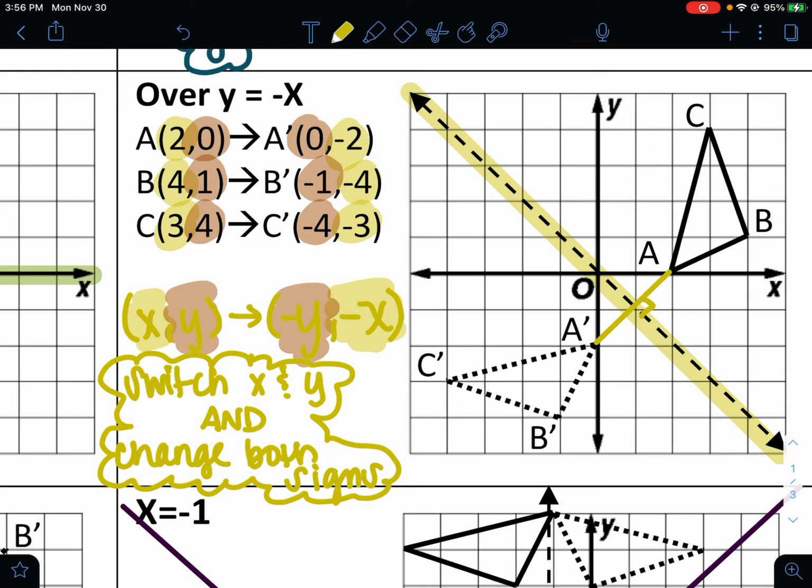All right, so just like before, we have A to A prime. It's a straight line, it's perpendicular, and it's equal on both sides. B to B prime. It's a straight line perpendicular to the line of reflection, and it's equal on both sides. And then C to C prime. Perpendicular, and it's equal on both sides.